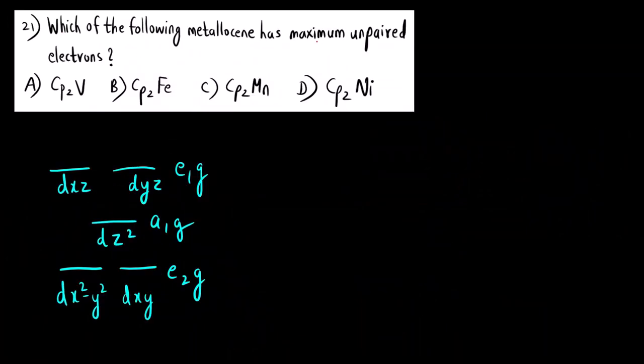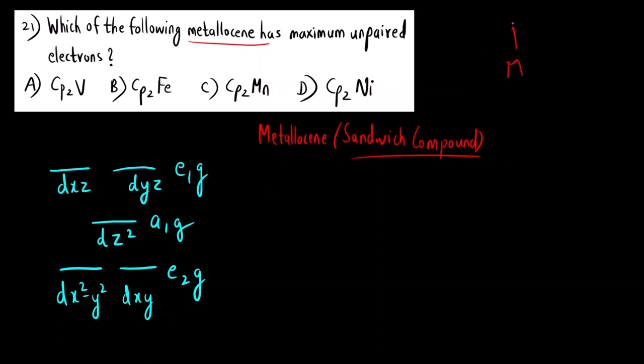Next one, which of the following metallocene has maximum unpaired electrons? So what is a metallocene? Metallocene is an organometallic compound. It is also called a sandwich compound. Why is it called a sandwich compound? Because metal is present in between and there are two Cp ligands above and below. What is Cp? It is cyclopentadienyl ring.